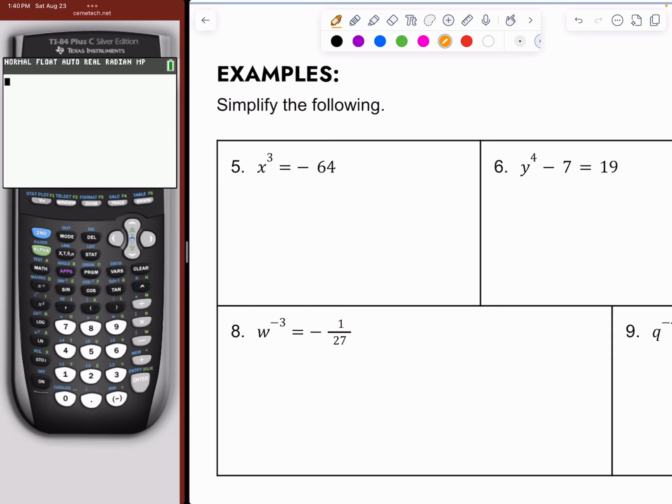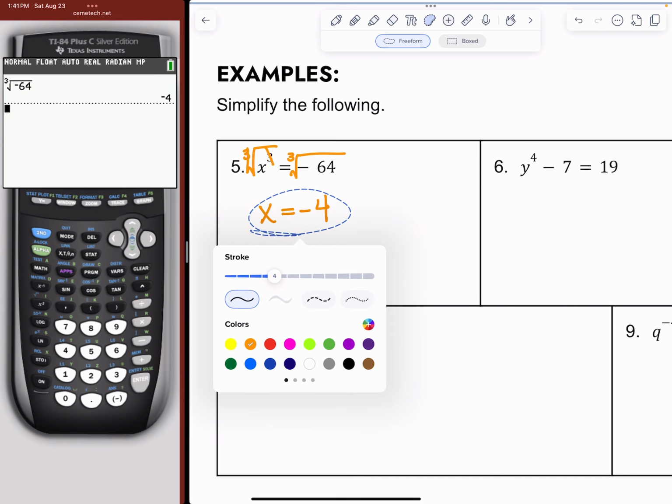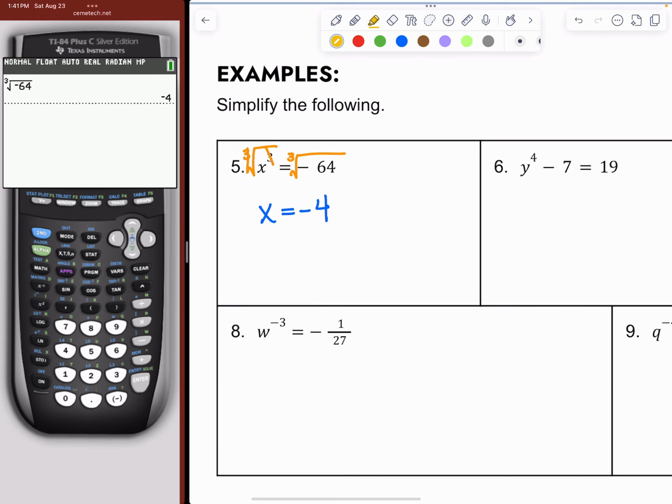All right, so for number 5, we're going to have to take the cube root of both sides, and we will end up getting that x is equal to, if you go in the calculator, you can take the cube root by going to, if you look, you don't see the cube root on the calculator, but you can click math, and then you can go down to the number 4, that's the cube root. You can type in negative 64, and it will give you negative 4. All right, so negative 4 is your answer.